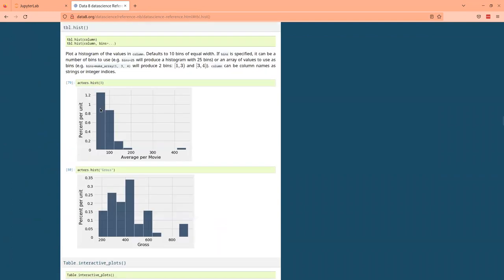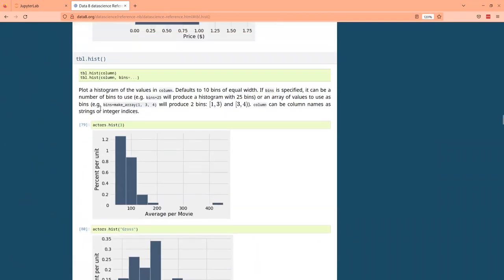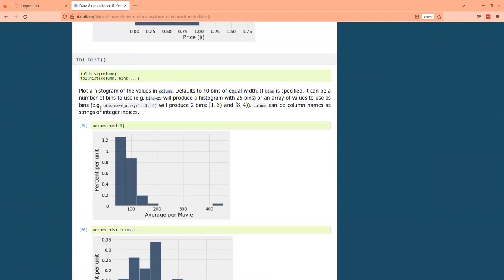Okay. So the thing I want to point out here is that many of the things we use do take parameters, and who knows how many of the methods that we use. So for example, histogram takes at least two parameters, but it probably actually takes more than that.